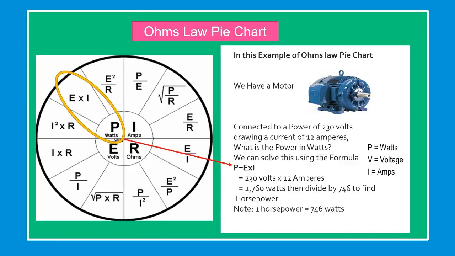Ohm's Law pie chart. In this example of Ohm's Law pie chart, we have a motor connected to a power of 230 volts, drawing a current of 12 amperes. What is the power in watts? We can solve this using the formula P equals E times I equals 230 volts times 12 amperes equals 2,760 watts. Then divide by 746 to find the horsepower. Note that 1 horsepower is equal to 746 watts.